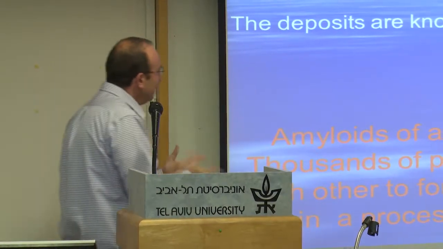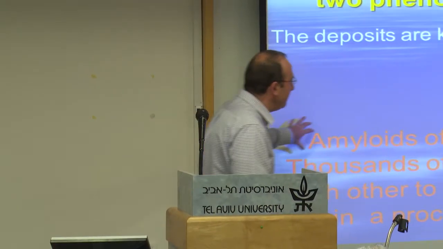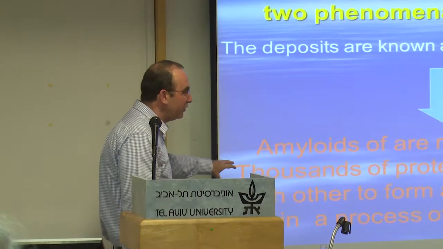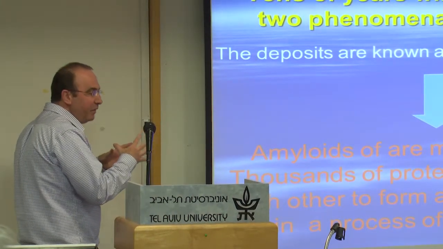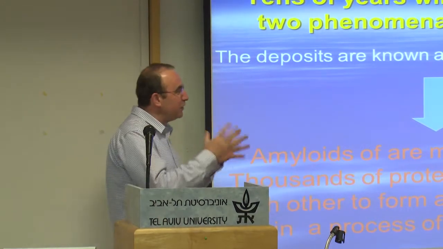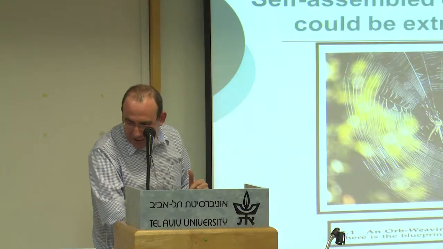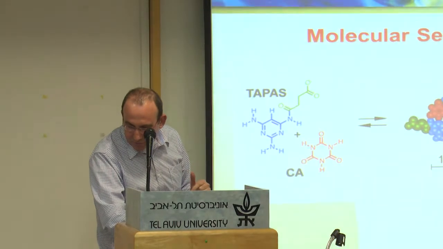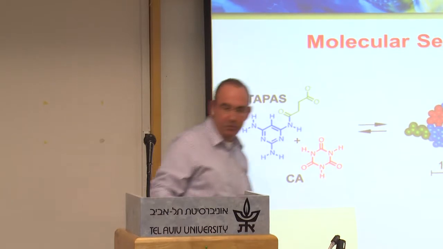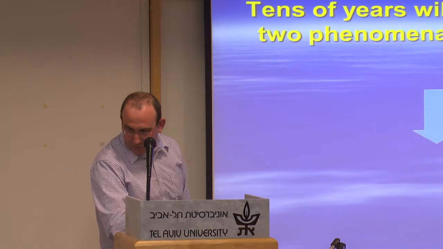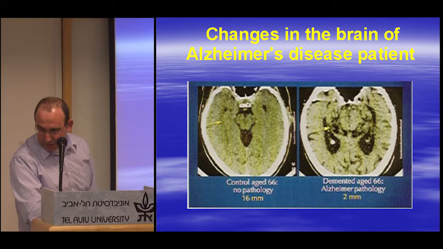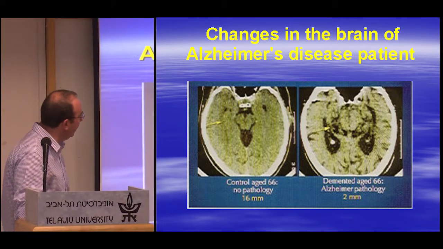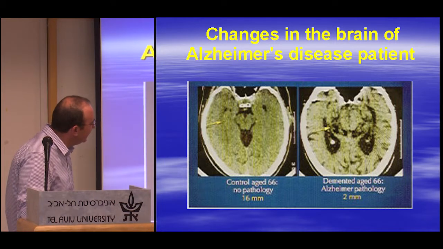But science evolved to know that it's made by protein, thousands of proteins joined together in a very unwanted manner, but in a self-assembly process to form the structure. Just like you see here, you have molecules joining together to form ordered assemblies. And this is the brain of an Alzheimer's disease patient as compared to a healthy one.